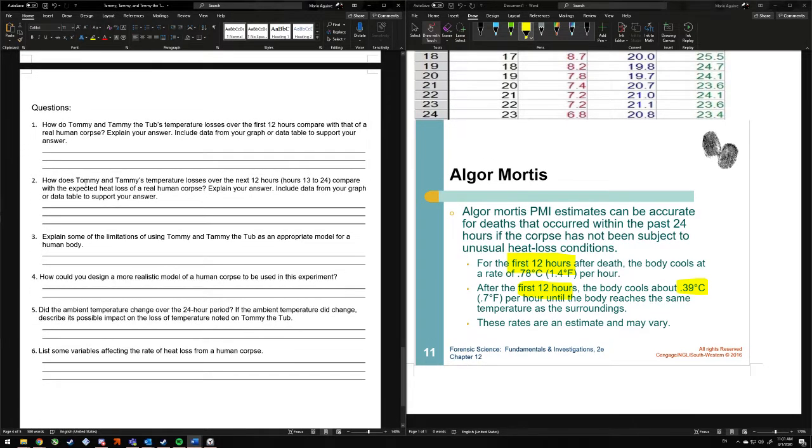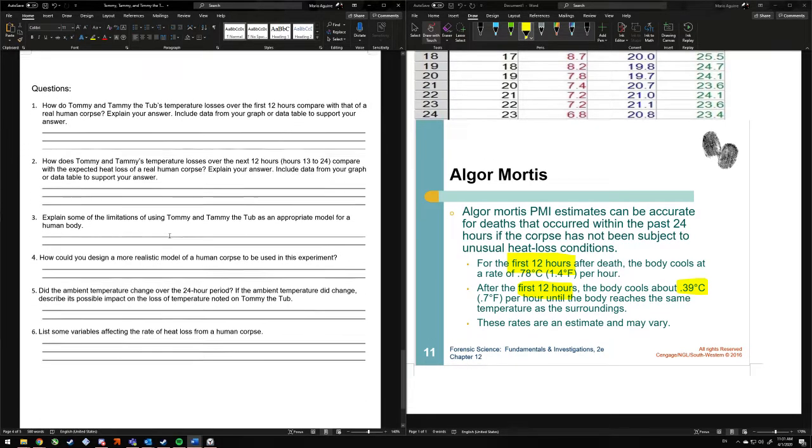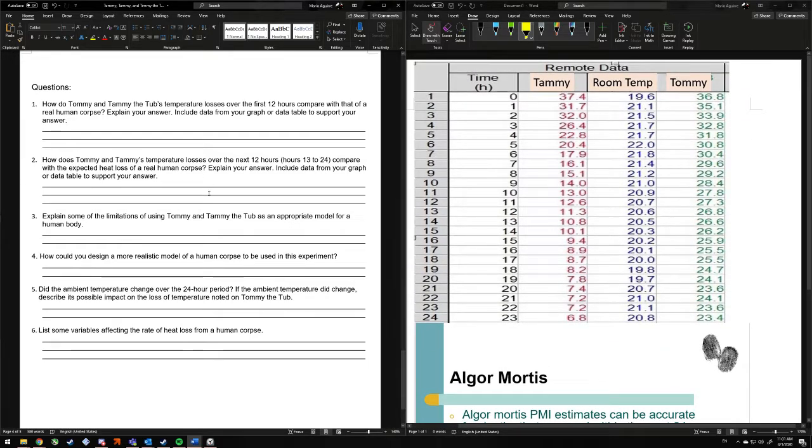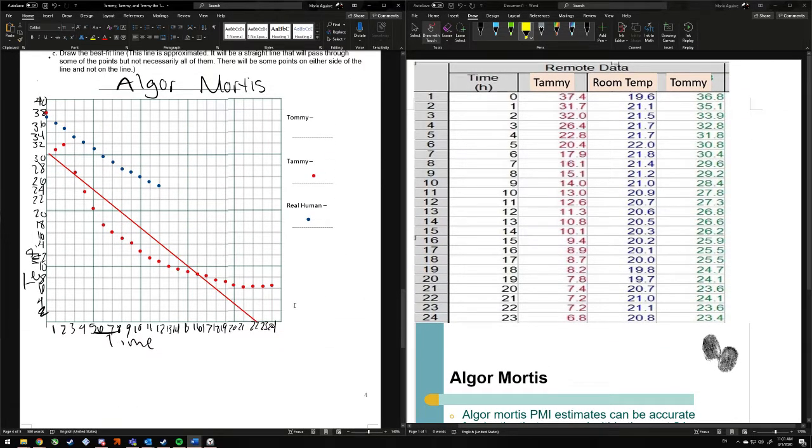Okay, you guys should be able to answer these questions. Just use this slide and this information, and the chart that you make should help you out too.